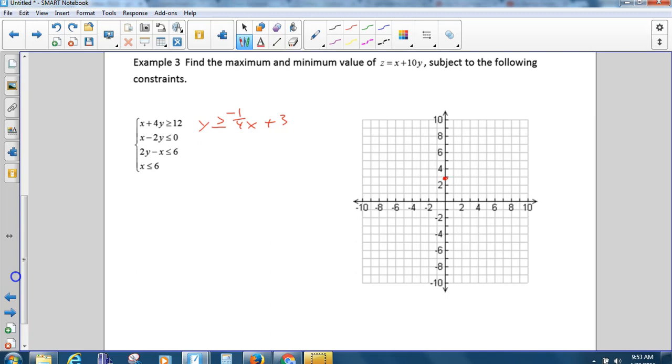Negative 1/4. Down 1, right 4. Down 1, right 4. Up 1, left 4. Up 1, left 4. And there's my line right there. When I test it, I'm going to plug in 0, 0 and get 0 is greater than or equal to 3, which is false, which means I'm going to shade above the line.